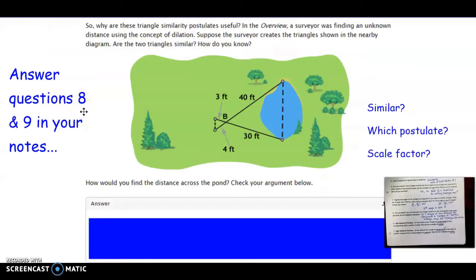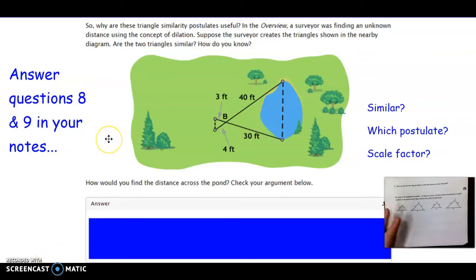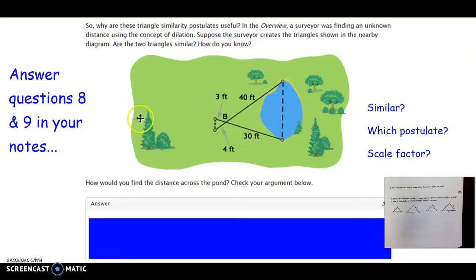Let's look at questions 8 and 9 in our notes. It says, how are these triangle similarity postulates useful? If you'll remember, in the overview, we were looking at a surveyor finding an unknown distance with the concept of a dilation. So suppose that surveyor creates the triangles shown in this diagram. Are the two triangles similar, and how would we know?